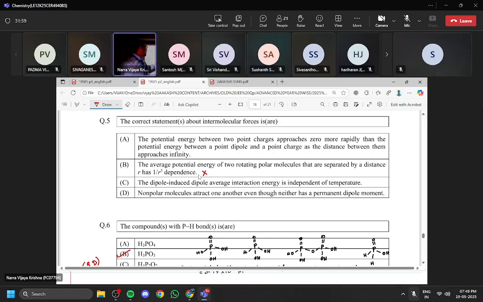Correct? Now, potential energy between 2 point charges. If they are plus and minus, plus q, minus q. Then what is force? K q1 q2 upon r square. That is force. Force into displacement is called energy. So what is energy? K q1 q2 by r square into r. 1 r cancels. So it is proportional to 1 by r. So if it is 2 point charges, then energy is proportional to 1 by r. Correct?